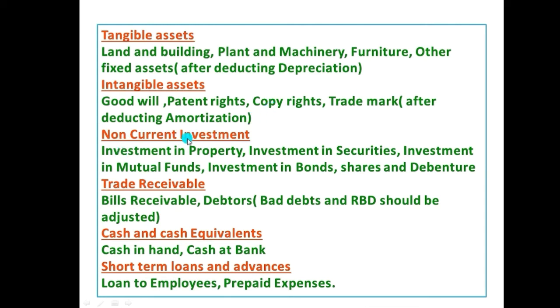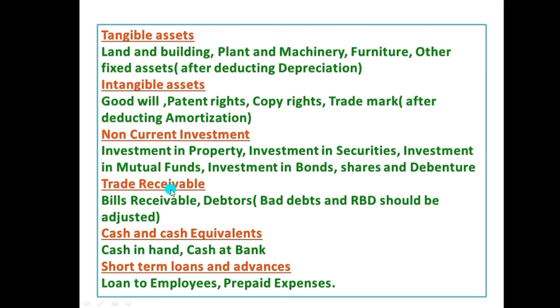Next is non-current investment. Investment in property, investment in securities, investment in mutual funds, investment in bonds, shares and debentures. So we should open the working note for non-current investment. Then we need to total here, and the total amount we need to record under non-current investment.